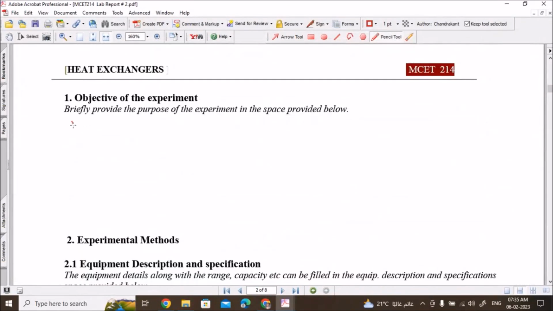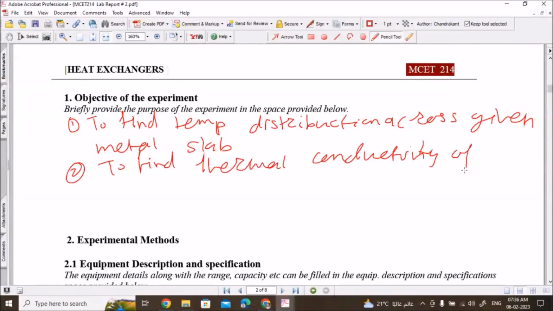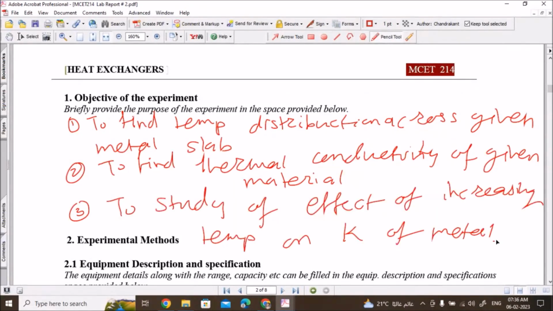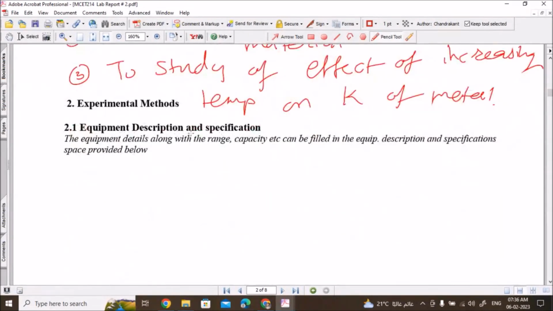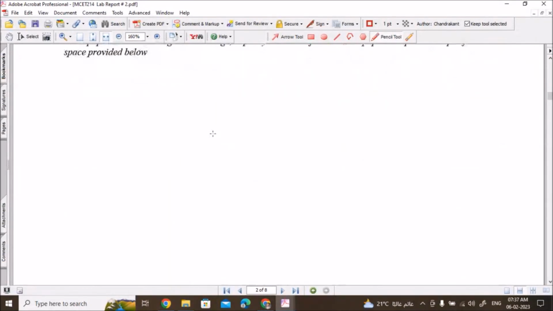Objective number 1: to find the temperature distribution across a given metal slab. Number 2: to find the thermal conductivity of the given material. Number 3, you can add one more: to study the effect of temperature on the thermal conductivity of a metal. The experiment procedure and equipment description are the same as before.